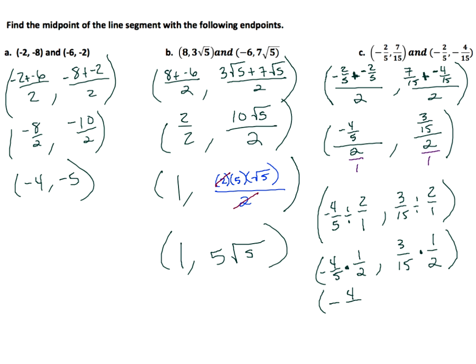Negative times a positive is a negative, so negative 4/10 and 3/30, multiply straight across. Now I just need to reduce that fraction. So this is negative 2/5 and 1/10. Y'all good with that?